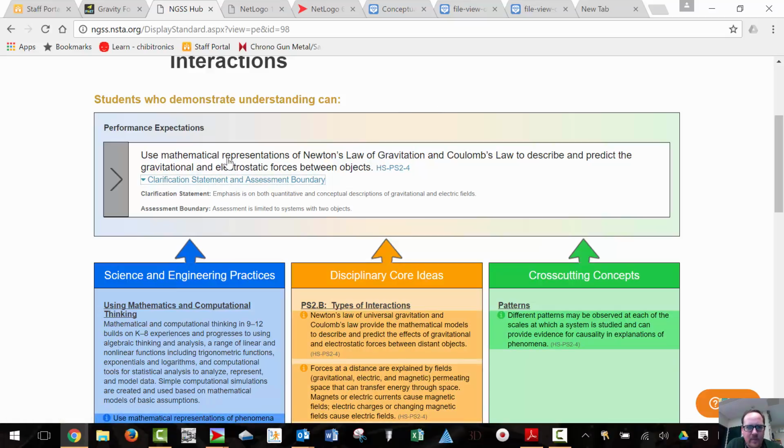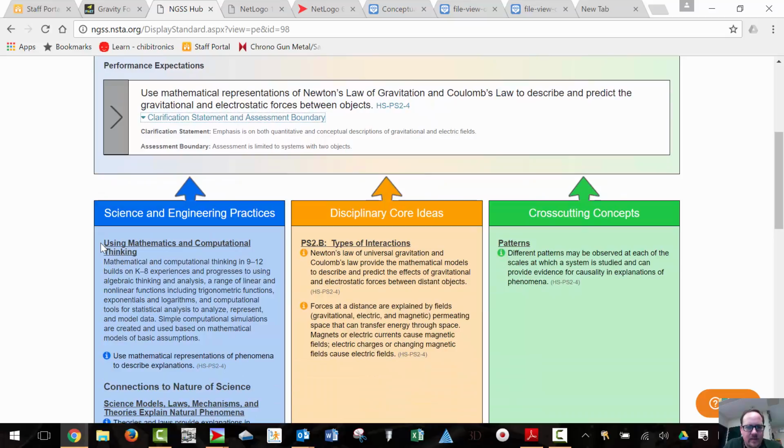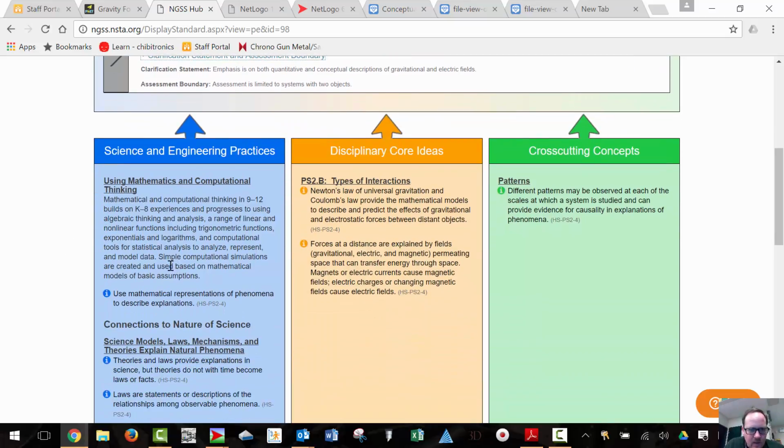It says use mathematical representation of Newton's law of gravity and Coulomb's law to describe and predict the gravitational and electrostatic force. And so math representation, and I'm just focusing on Newton's law of gravitation right now. And if I go into the practice, down here it says simple computational simulations are created and used based on mathematical models of basic assumptions.